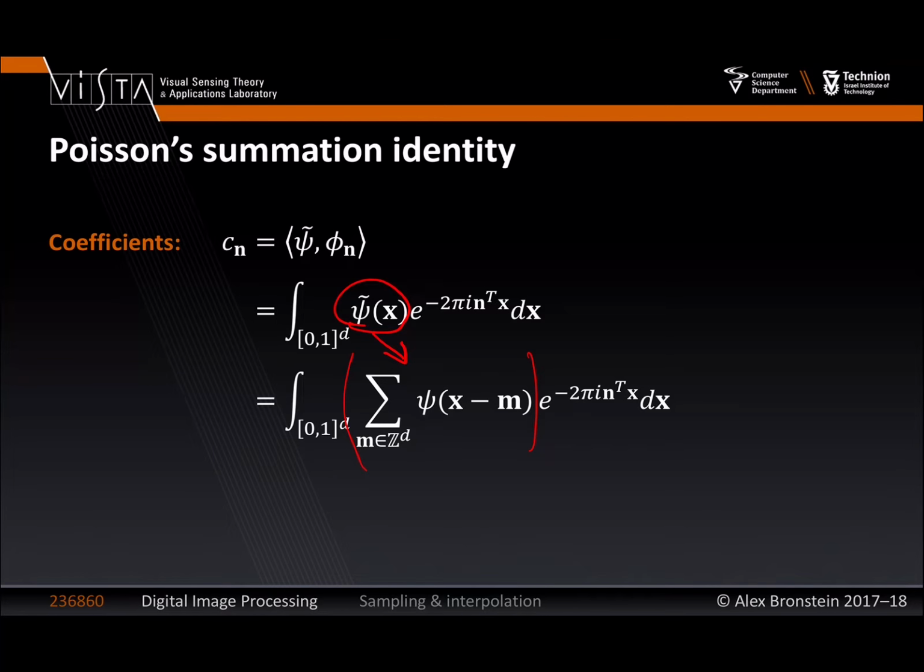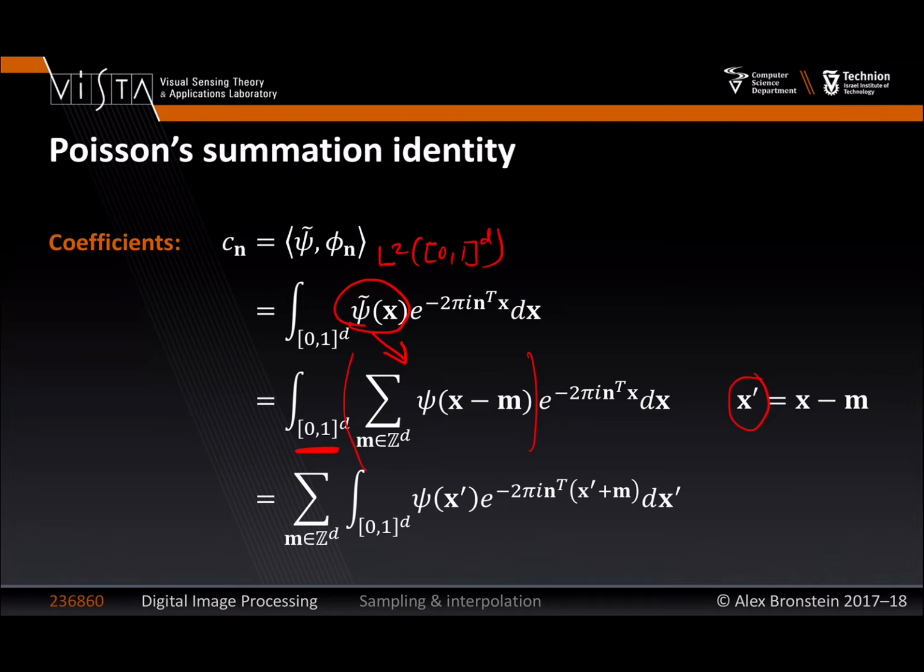Okay, I'm substituting a new integration variable x prime equals x minus m. Okay, pay attention that the integral here, the inner product here, is on L2 of [0, 1] to the power d. Obviously, otherwise you get an infinite number. Okay, because the function has infinite energy. It is periodic. So I will change the order of sum and integration. It will be sum over m, integration with respect to x prime, this new variable that I defined.